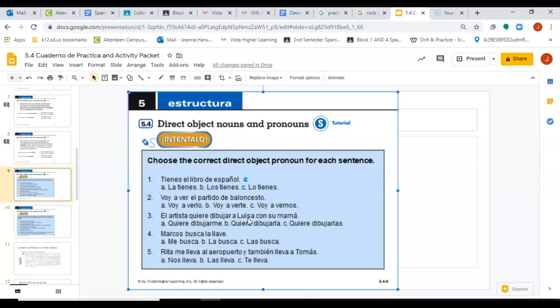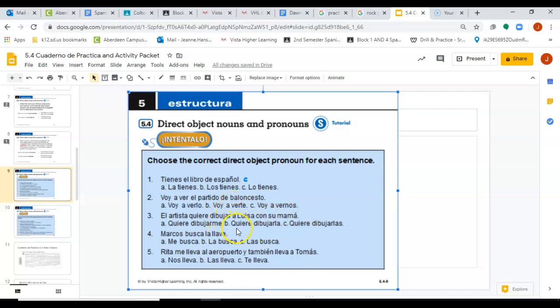Oh no, it's Luisa. It's feminine. Wow, feminine singular, so it would be la. I want to draw her. I want to draw her with her mom. If we were going to say I want to draw them, then it would be quiere dibujarlas, right? Because they're both women. Ooh, that took me a while there, kids.